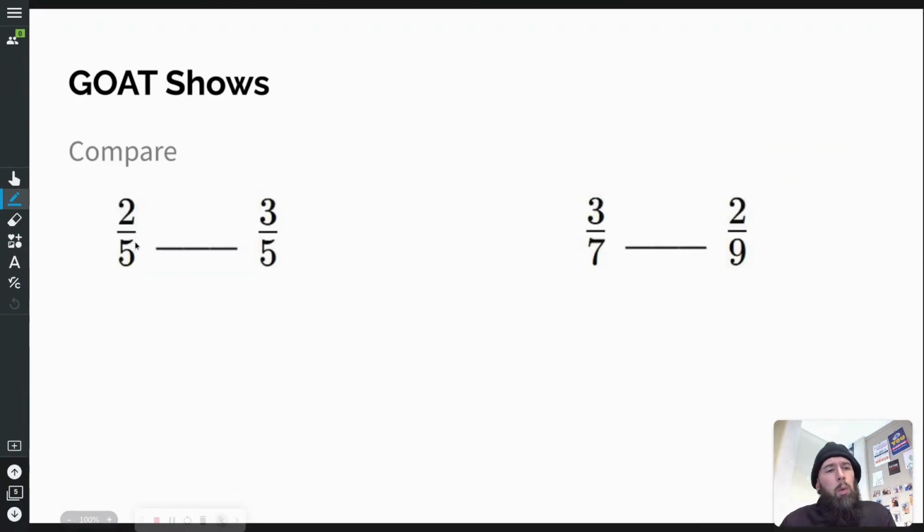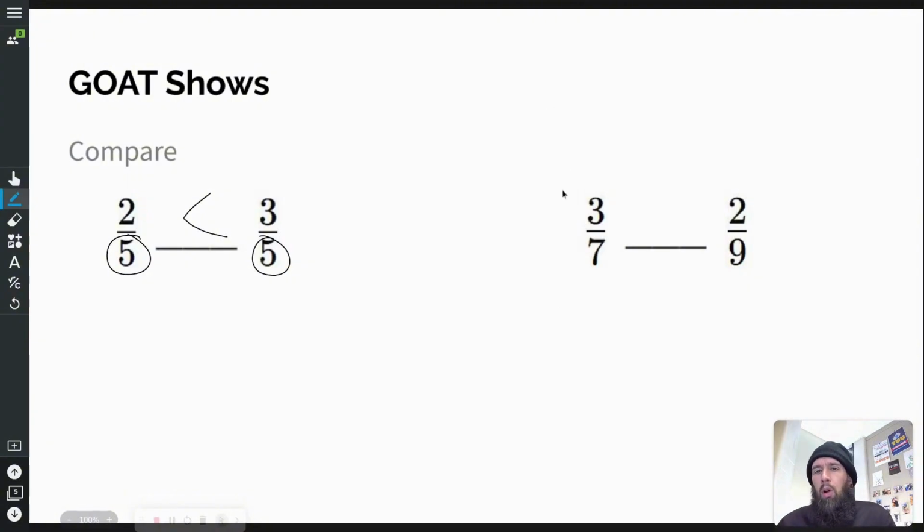All right, here we have the denominators are the same. So when the denominators are the same, you're going to compare the numerators like you normally would, as if it was a regular old number. Okay, 3 is bigger than 2, so 2 is less than 3. So 2/5 is less than 3/5. Easy peasy. 3/7, 2/9, numerators are not the same, denominators are not the same.